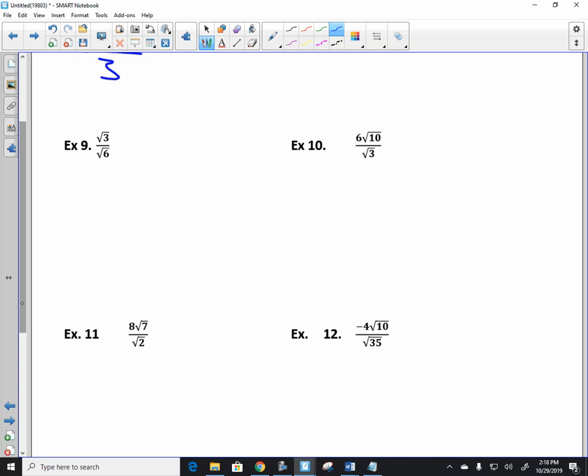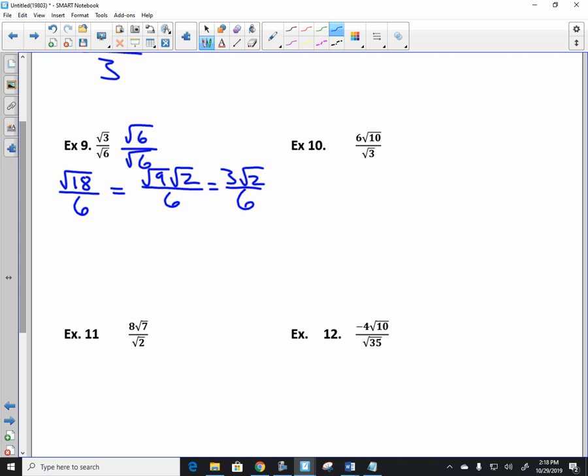Now, example 9, that one requires just a little bit more work. I multiply the top by the square root of 6 and the bottom by the square root of 6. In the top, I get the square root of 18 over 6. Am I done? What do I have to do? The square root of 18 reduces to the square root of 9 times the square root of 2 over 6, or 3 roots of 2 over 6.